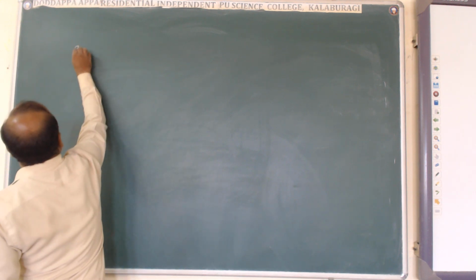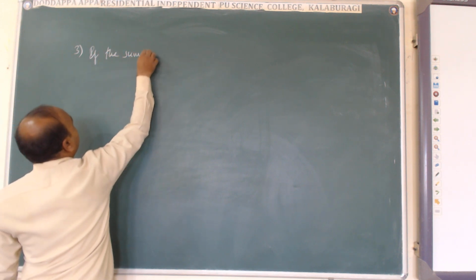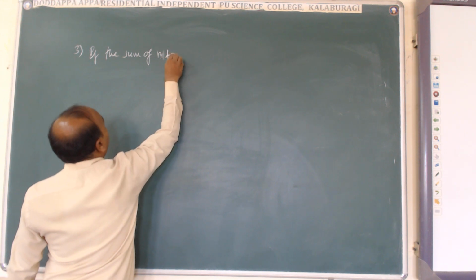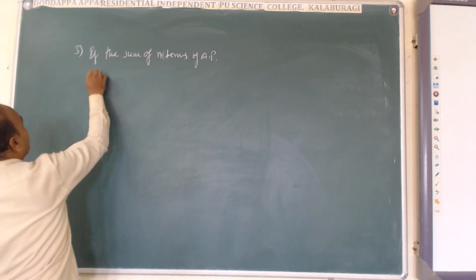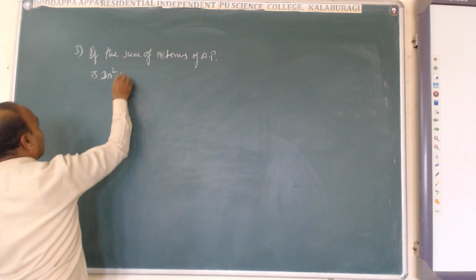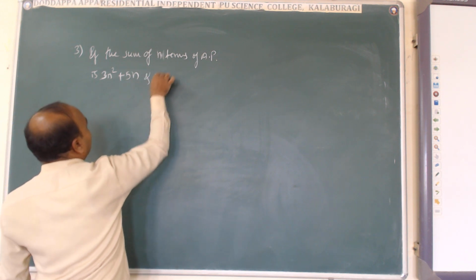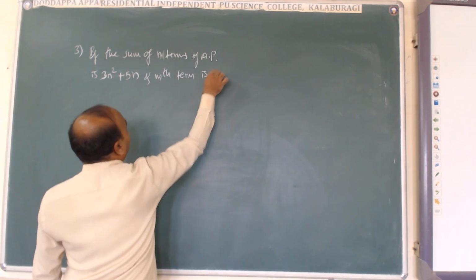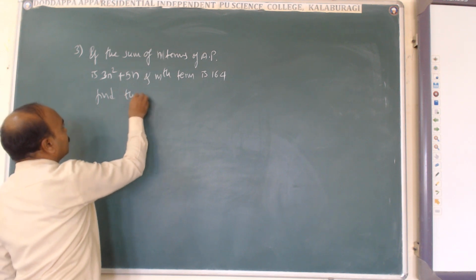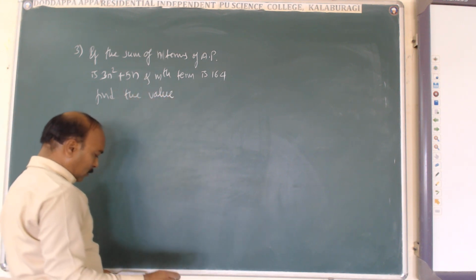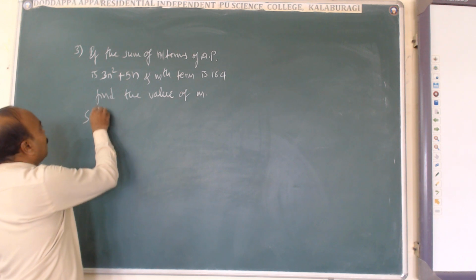Next example. If the sum of n terms of an AP is 3n square plus 5n and the m-th term is 164, find the value of m. This is the question. Now what is given here?